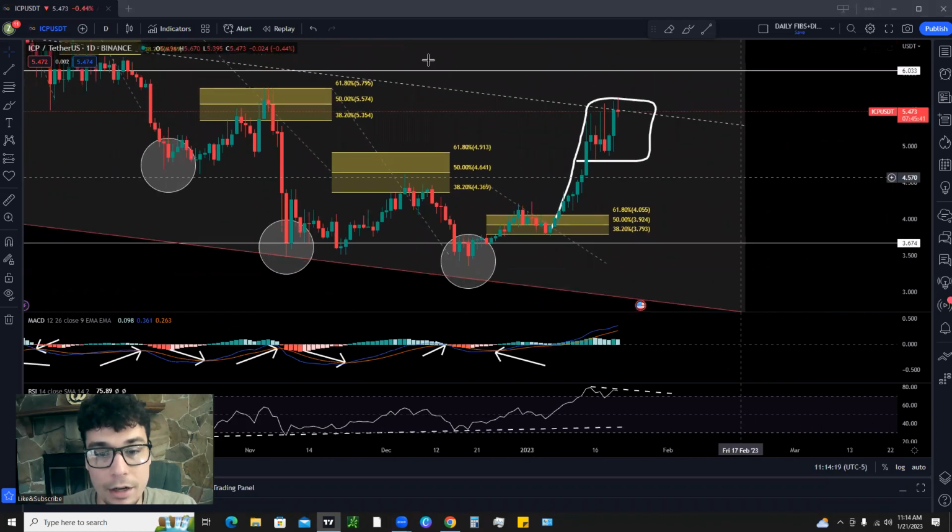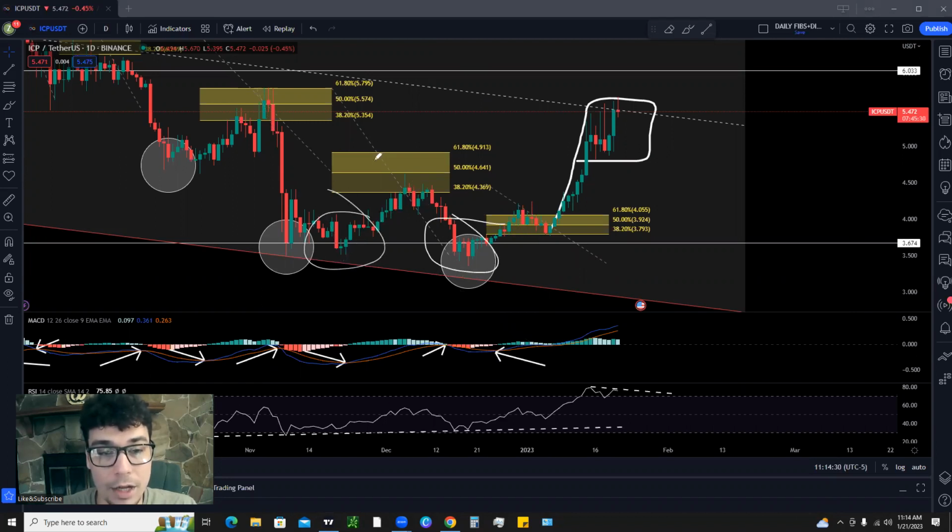Here's a great example. We have the move down, retracement, continuation, and it heads back down lower. But what we actually got was a little bit of a double bottom here. So we had kind of a W pattern forming, and we ended up breaking through our three major retracement levels right over here.